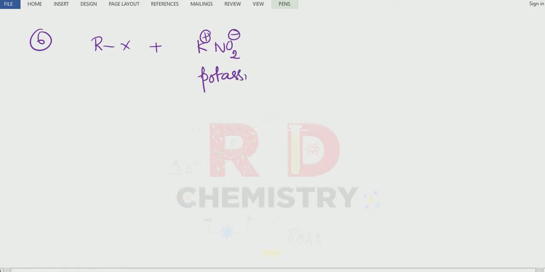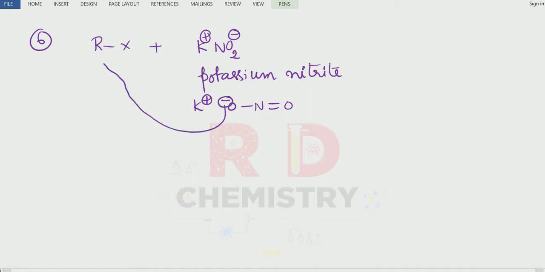Clear? Sixth reaction: alkyl halide reacts with potassium nitrite, KNO2, K plus NO2 minus. This is called potassium nitrite. Now, when I say potassium nitrite, K plus, then oxygen, nitrogen, double bond O. Oxygen contains the negative charge. Actually, the negatively charged oxygen attacks the carbon in the R group. So we get the product as RONO.